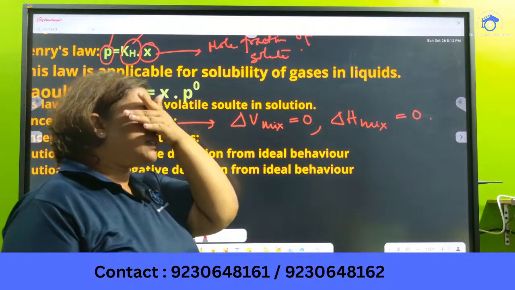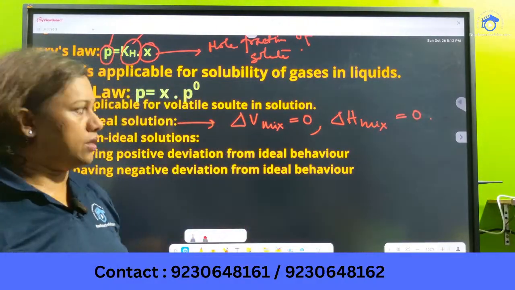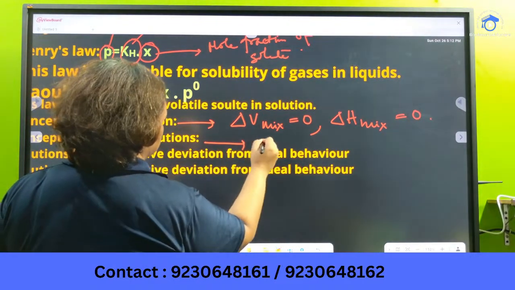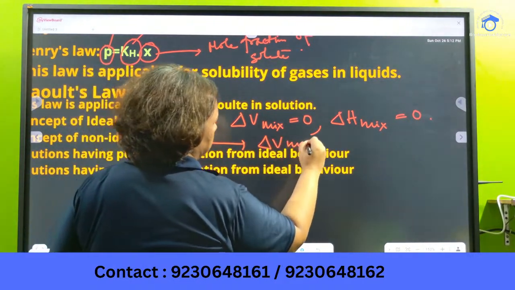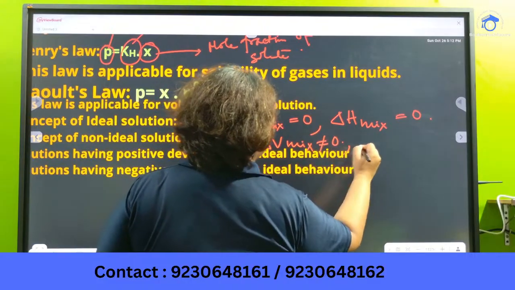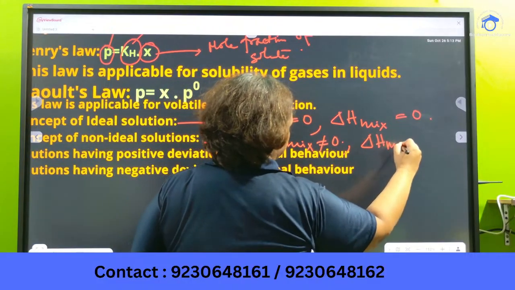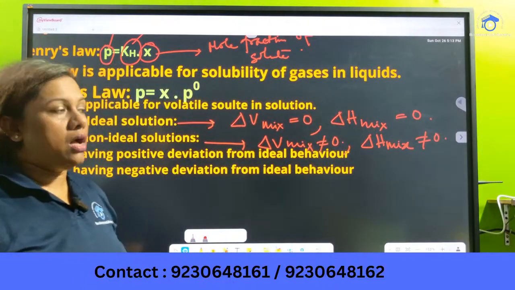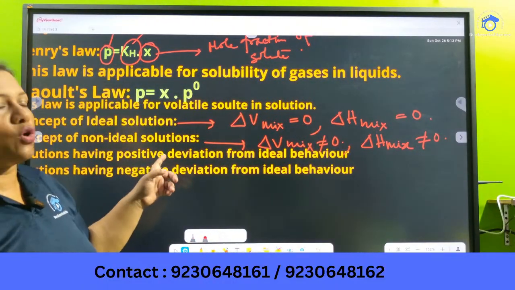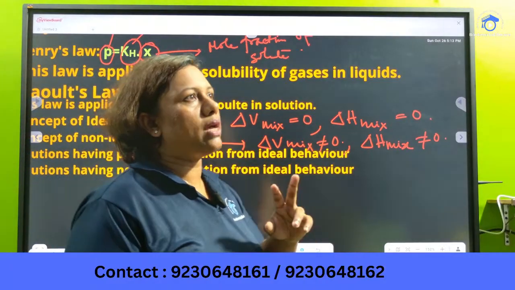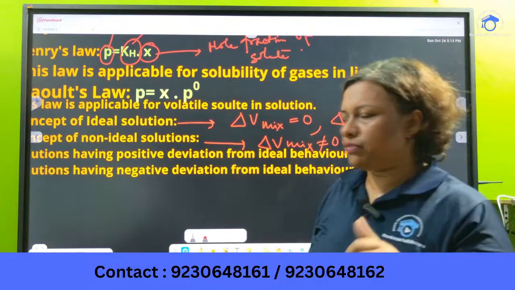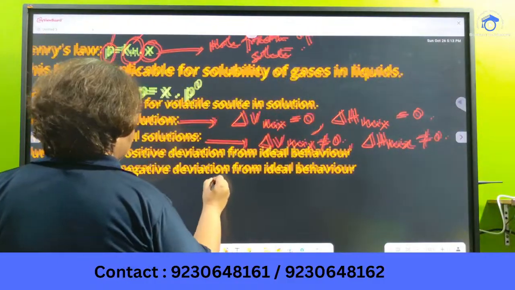Now, what is non-ideal solution? In case of non-ideal solution, definitely these two parameters are not 0. Okay. Now, what are this type of non-ideal solutions? There are two types of non-ideal solutions. Okay, at first I draw something for you.